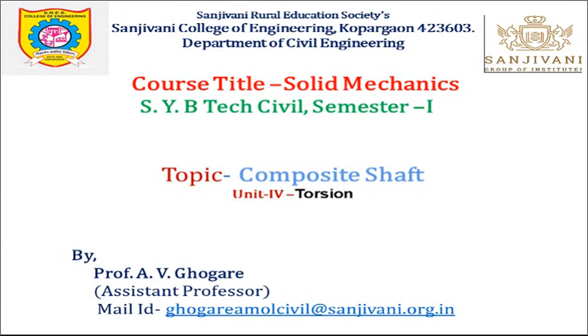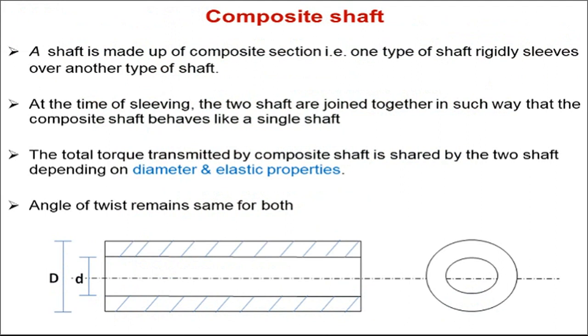In this session, we are going to study one more important topic in the unit of torsion, and that topic name is composite shaft. In the earlier video lecture, we studied the shaft which is made up of a single material and which is subjected to torsion at its end. So in this topic, we will study the composite shaft. Composite means the shaft which is made up of two different materials, of different radius, which are rigidly sleeved into each other. So let us start this topic.